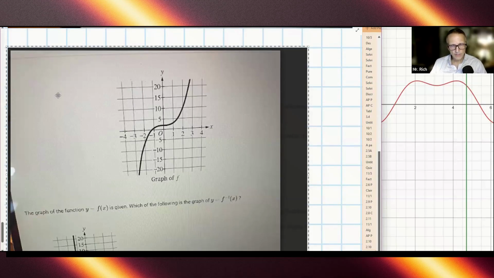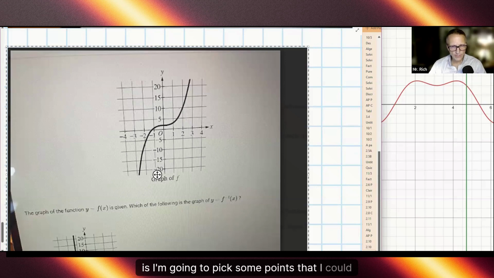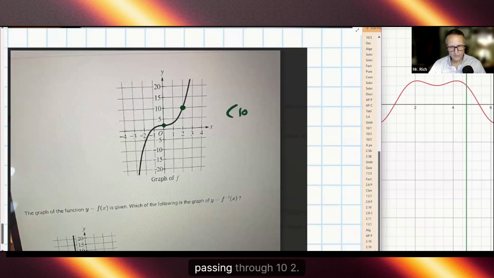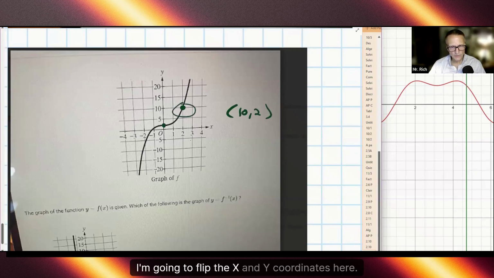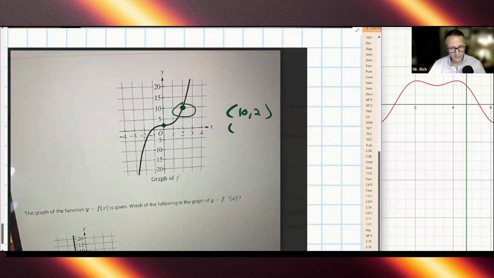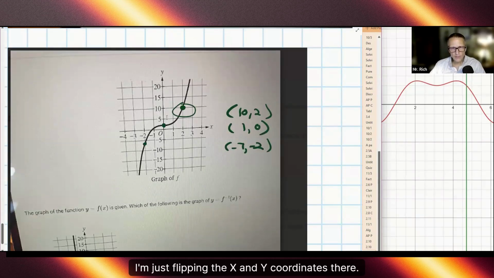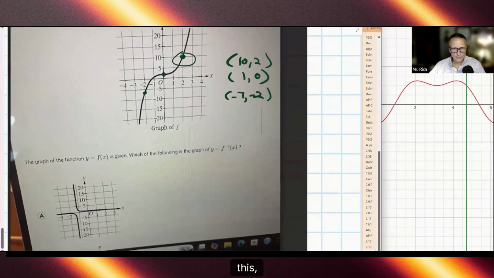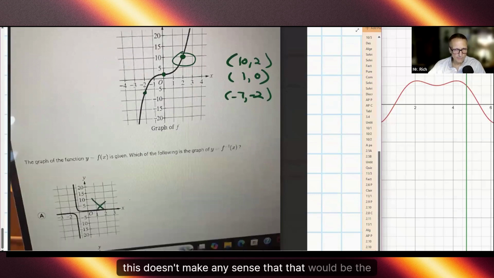Well, what I'm going to do here, I think, is pick some points that I could obviously flip their x and y coordinates, right? So I'm going to be looking for a function that is passing through 10, 2. I'm going to flip the x and y coordinates here. I'm going to look for one that's passing through about 1, 0. And what's another point? That point right there would look like about -7, -2, right? I'm just flipping the x and y coordinates there. So yeah, this doesn't make any sense as the inverse function.